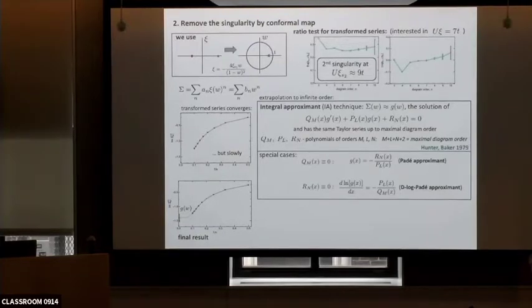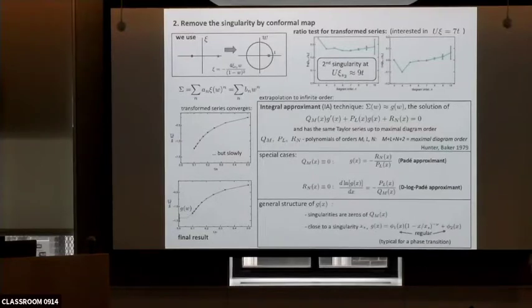So the more general integral approximant technique has the advantage that it has quite a general structure. First of all, the singularities are found directly as zeros of this function Q, so there's no problem to find where the singularities are, with an error bar if you want, of course.